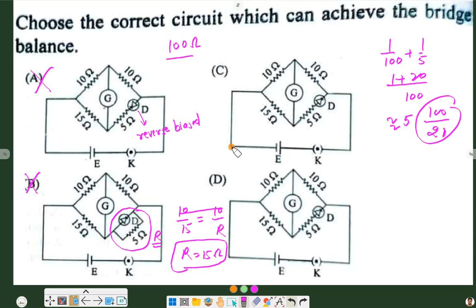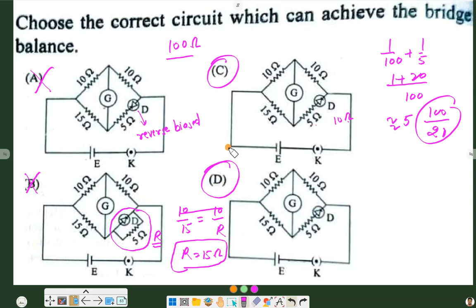Now coming to option C. Here we have 10, 15 and 10, and in D also 10, 15 and 10. So these two options are similar, and in option C and D we can achieve a balance, considering that the diode has some forward resistance. If that forward resistance is 10 ohm, then 10 plus 5 will be 15. So 10 by 15 equals 10 by 15, and again the same in the other. So option C and option D both are right.